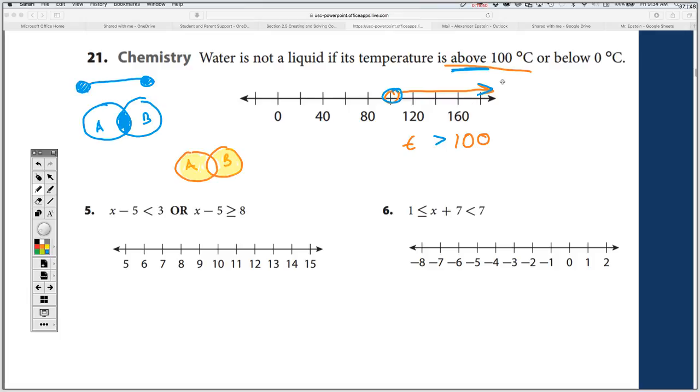Don't yawn. All right, now for 0 degrees, it says below 0. Go to 0. Can it be equal to 0? No. What makes more sense, -5 or 40? -5. So we're going to go to the left.